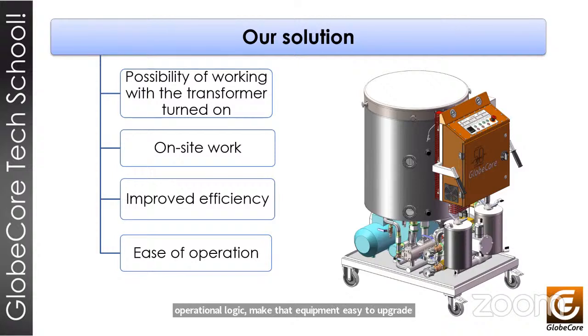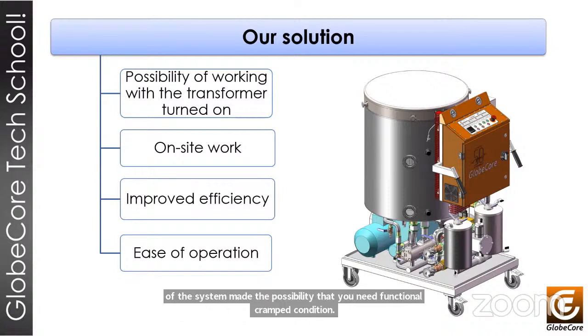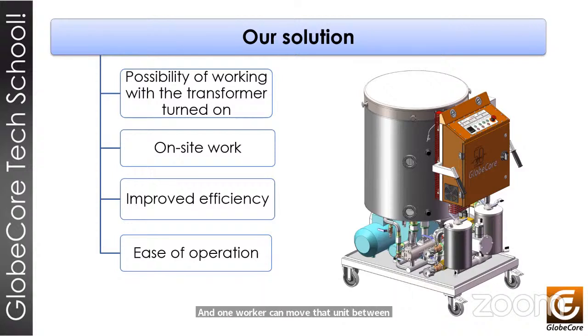The compactness of the system makes it possible to use the unit in cramped conditions, and one worker can move the unit between transformers without additional mechanisms and devices. You can see in the picture that the machine is small. It's really easy and comfortable to move from one side to another, and it's specially designed to be moved by only one person. You can see the place where the people will handle the machine and run around with the machine in an easy way.